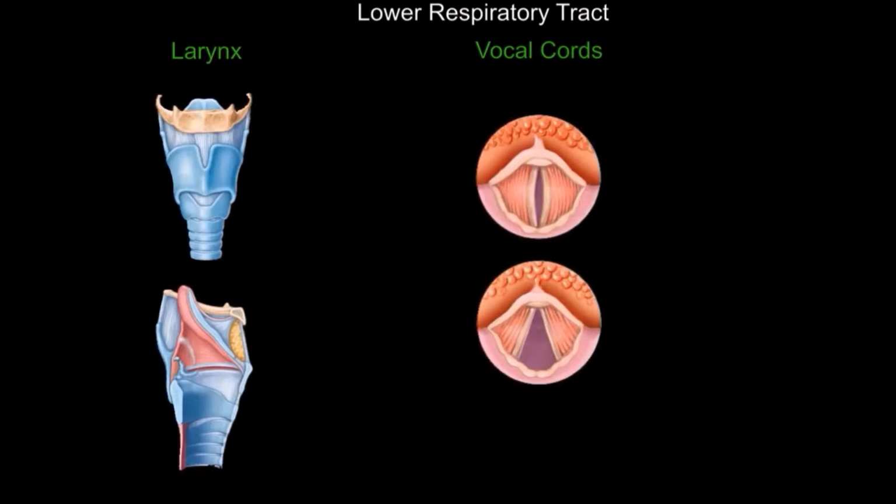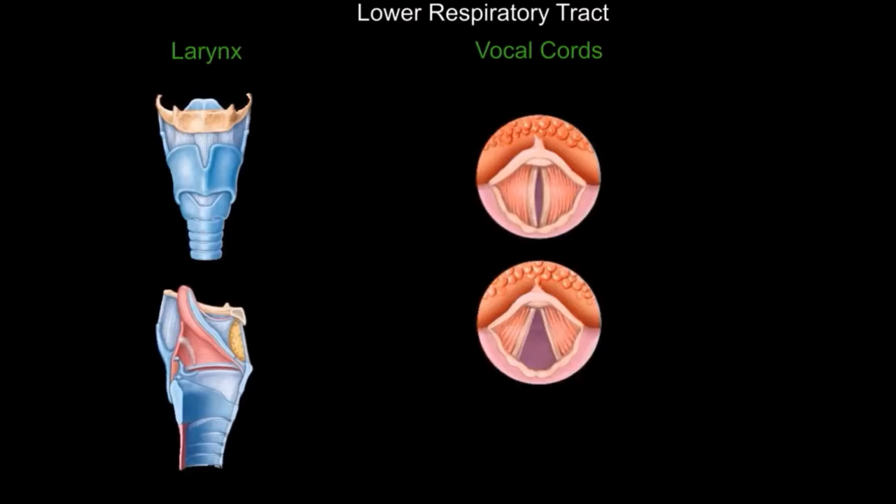The first structure of the lower respiratory tract is the larynx. This is the larynx from an anterior view. This is the larynx from a mid-sagittal view. The larynx is composed of several pieces of cartilage. The largest piece of cartilage that makes up the larynx is called the thyroid cartilage. On the thyroid cartilage is a structure called the laryngeal prominence, also known as Adam's apple.